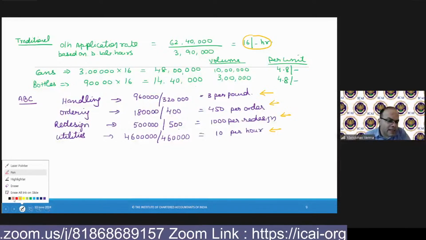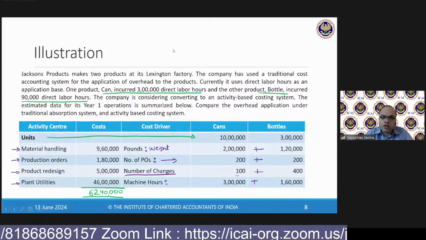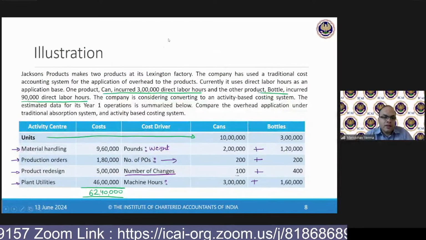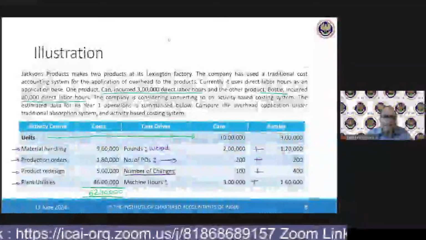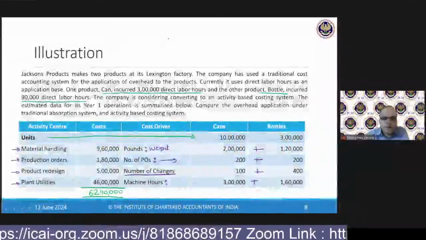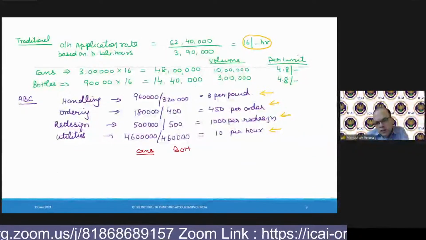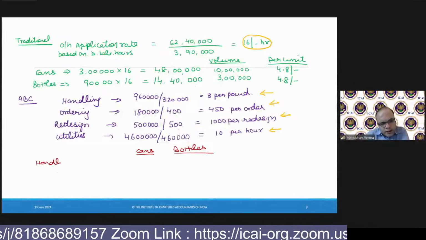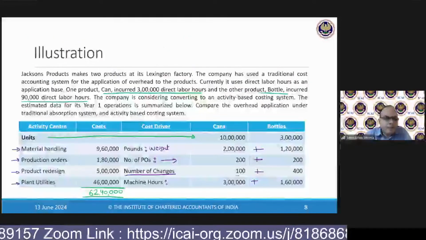So let's go to the next step then. The next step was involving how do we apply, how do we cost, how do we absorb these costs based on these rates. Let's talk about both cans and bottles here. So let's do one thing. Let's make two columns here, cans and bottles. And we're talking about handling one by one. Yes, please let me know if there are any doubts till now.